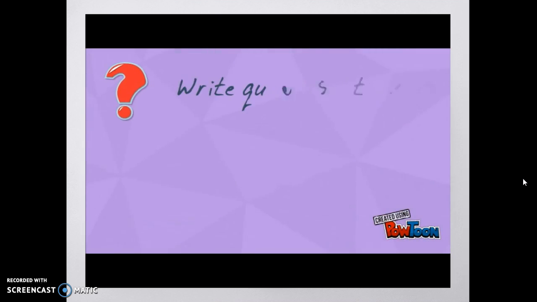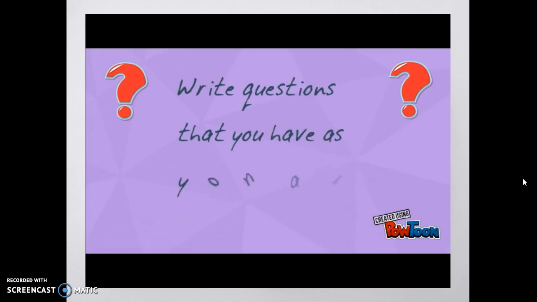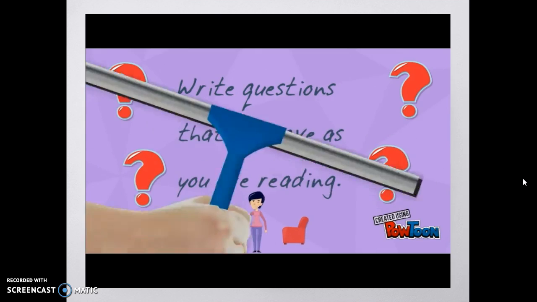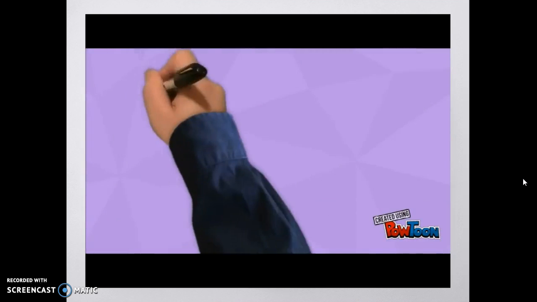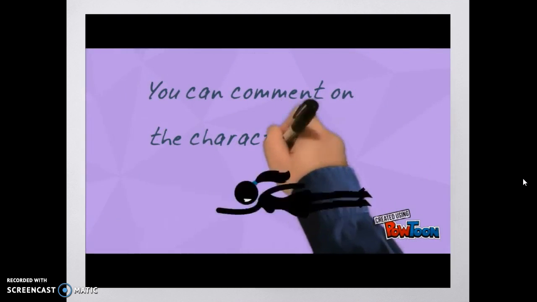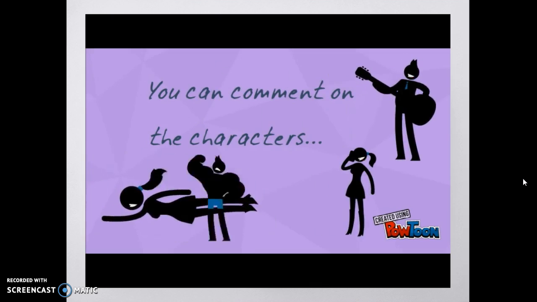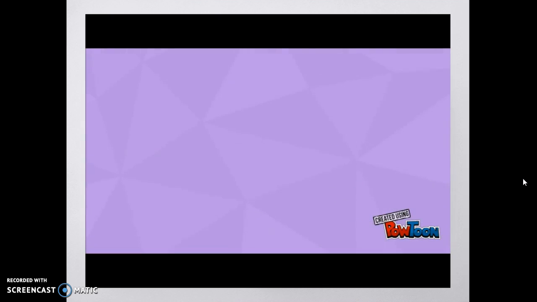You can write questions that you have as you're reading. You can check back on them to see if they are answered later or just use them to discuss in class. You can comment on the characters. What character traits are you noticing? What do you think of their words or actions? Do they remind you of anyone?